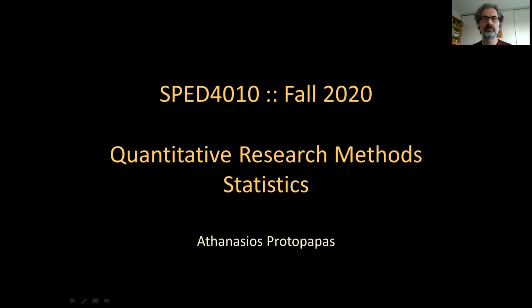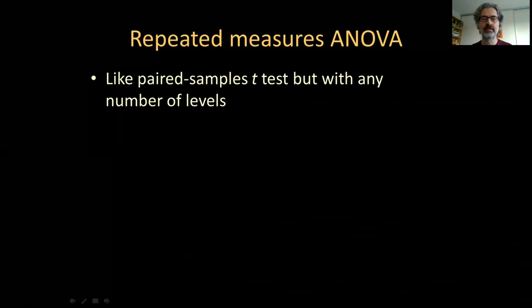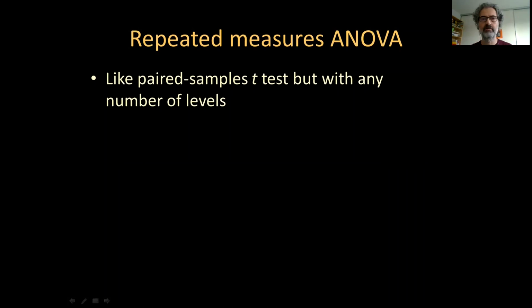In this video, we will talk about repeated measures ANOVA. Repeated measures ANOVA can be thought of in its basic form as similar to the paired samples t-test, in that measurements are related in a systematic way, except that in the repeated measures ANOVA, you aren't limited to one factor or to two levels.